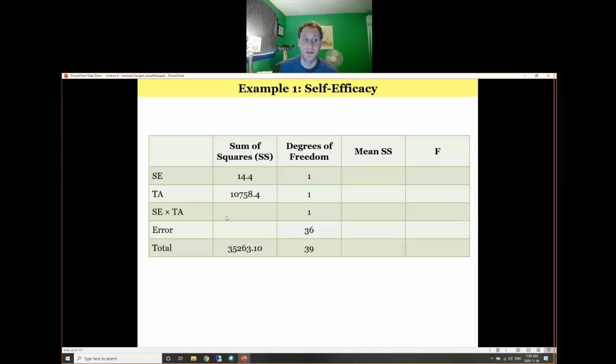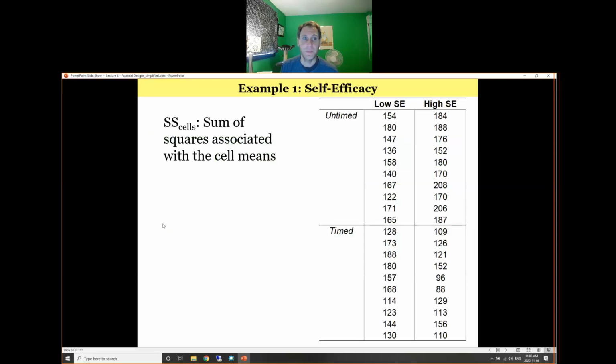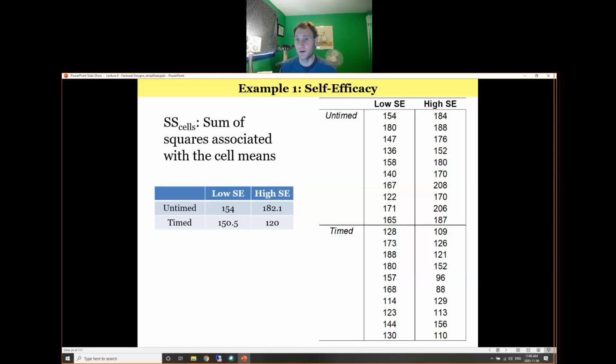Next, we'll want to do our sums of squares for the interaction term. To do this, there's an extra step. We have to compute our sums of squares cells. Don't get confused: the sums of squares cells is a step along the way to computing the interaction term sums of squares, but they're not the same thing. So let's work through it. The sums of squares cells is computed the same way as we did our group sums of squares, except now we're only looking at one cell at a time.